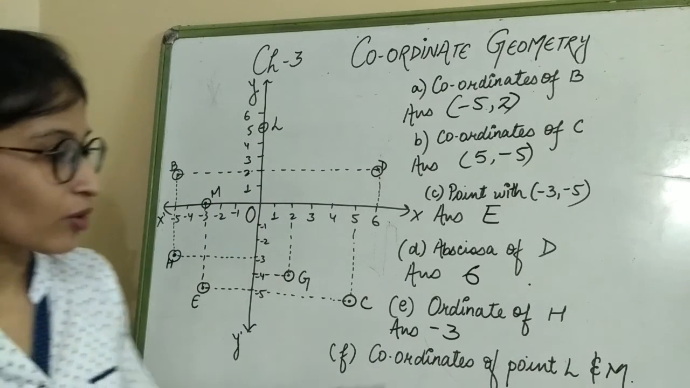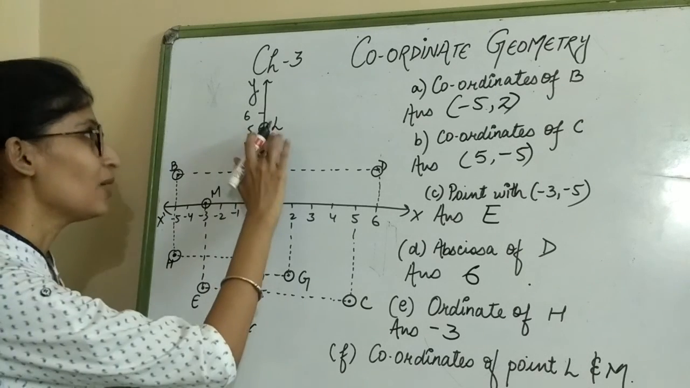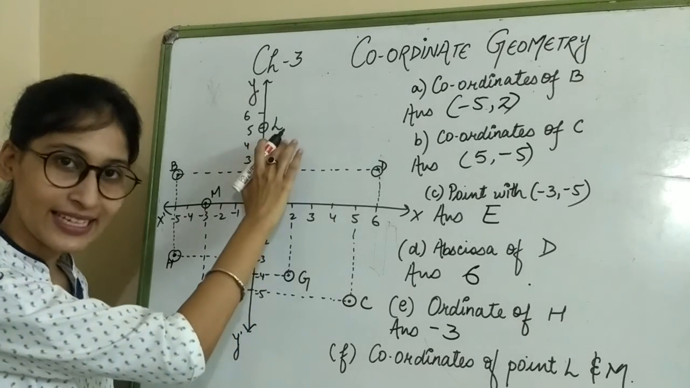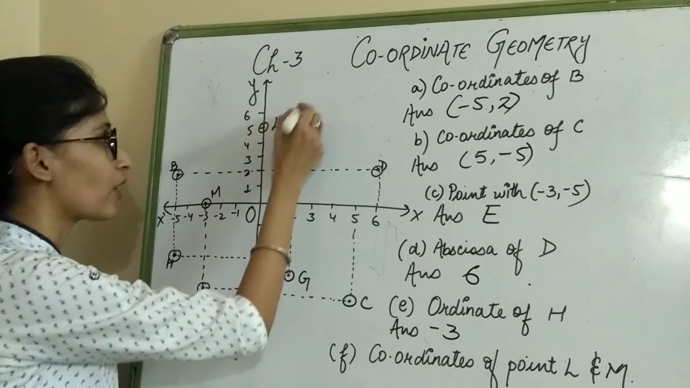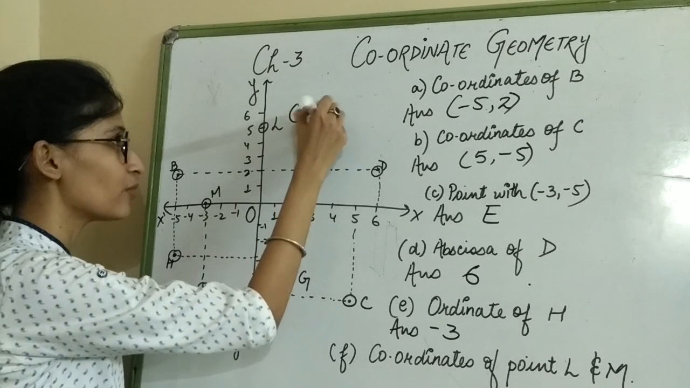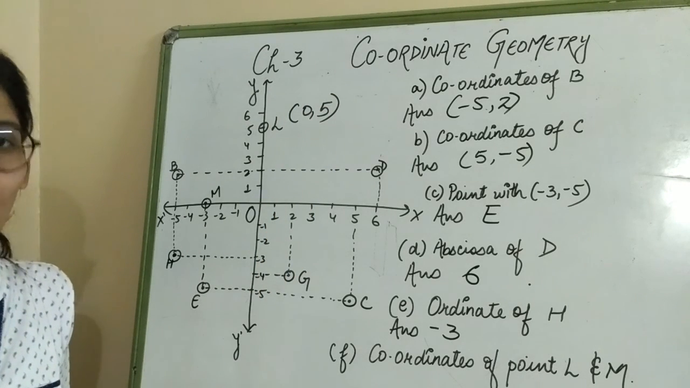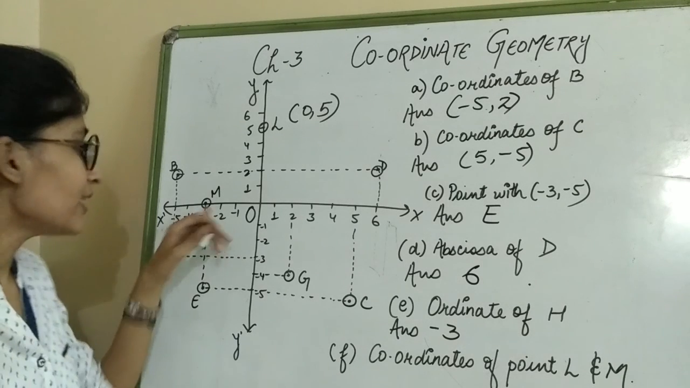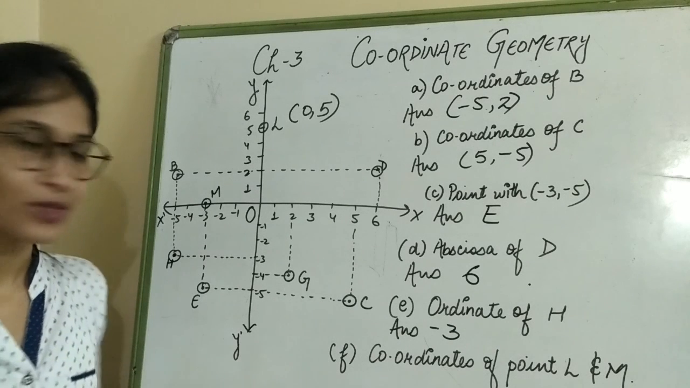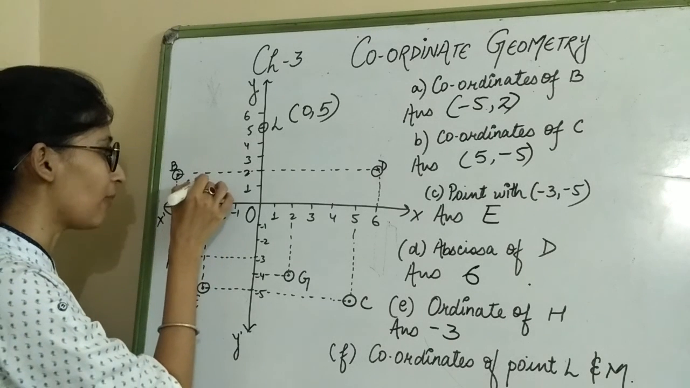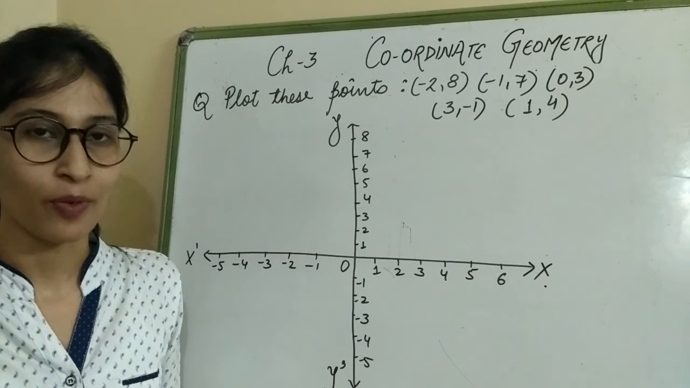Next it is asked, write the coordinates of point L and point M. Point L is lying on the y-axis. This clearly shows the x coordinate is 0. So the coordinates of point L will be (0, 5). Next, point M is lying on the x-axis. This means the y coordinate is 0. So the coordinates will be (-3, 0).